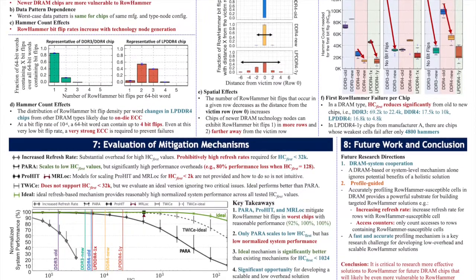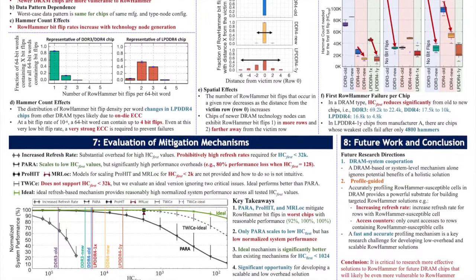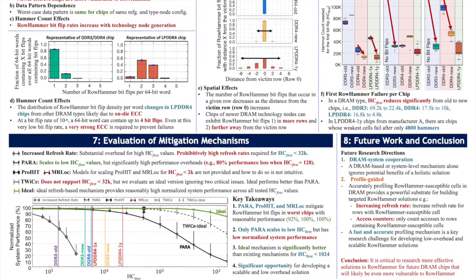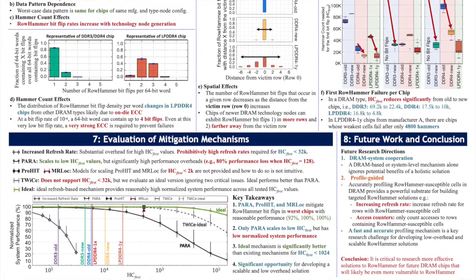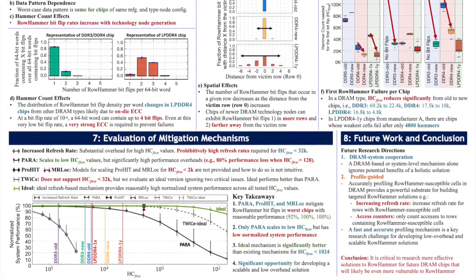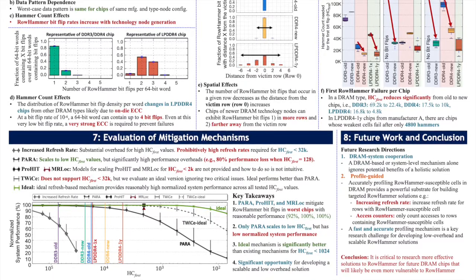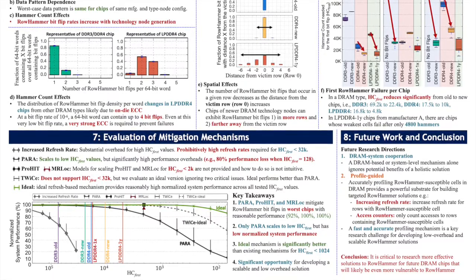reasonable system performance overhead. However, we need better solutions for future DRAM chips that are likely to be more vulnerable to RowHammer, as existing mitigation mechanisms either do not scale to support chips of very high degrees of RowHammer vulnerability or have significantly high performance overheads.